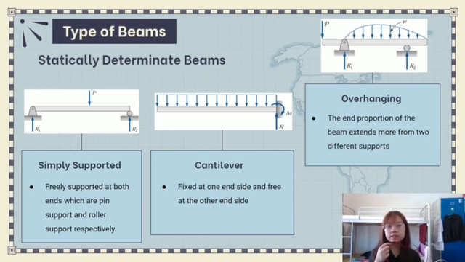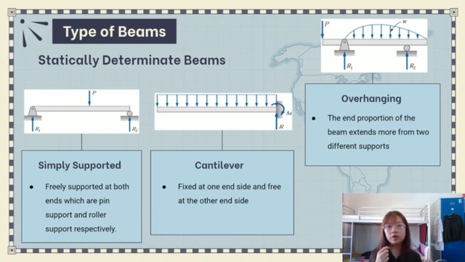The first one is simply supported beam. It is freely supported at both ends, which are pin support and roller support respectively. The second one is cantilever beam. It is fixed at one end and free at the other end. The third type is overhang beams. The end portion of the beam extends beyond two different supports.